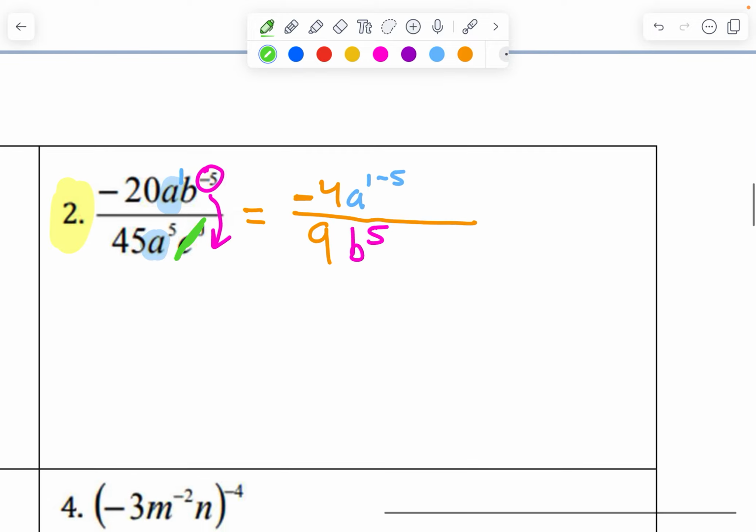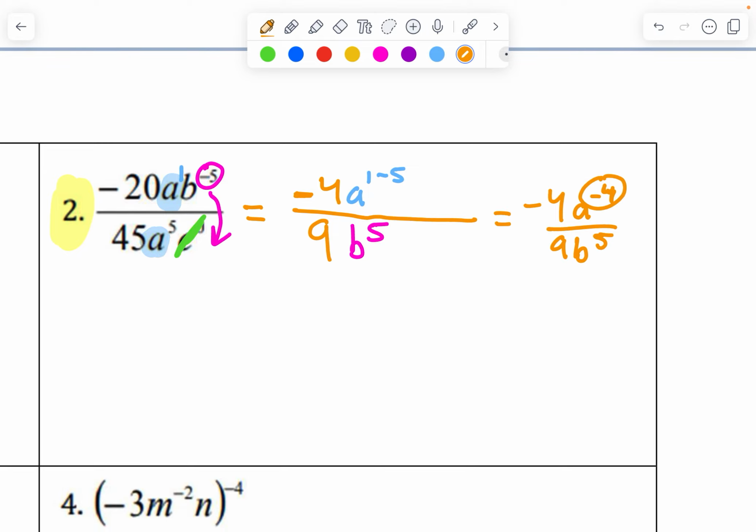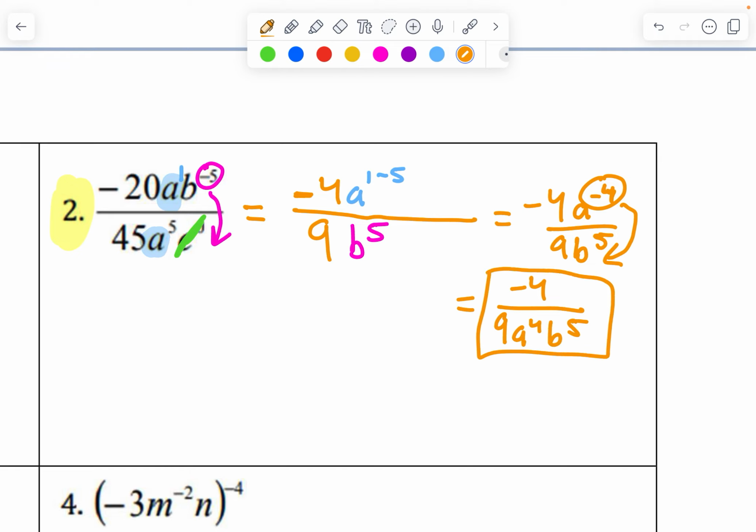So now I'm just going to simplify everything in the numerator and denominator. So I have negative 4. a to the 1 minus 5 is a to the negative 4 over 9, b to the fifth. And then again, if I have a negative 4 here, I don't want that to be negative, so I have to move it to the other side of my fraction to make it positive. So I have negative 4 left alone on top. And now I have 9, a to the fourth, b to the fifth in the denominator, and I am done.